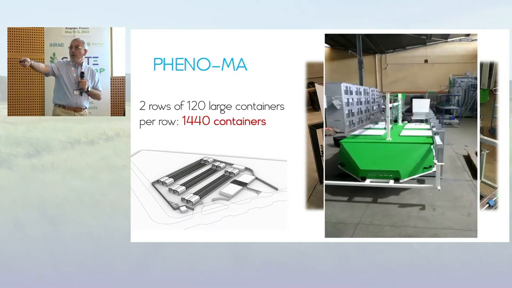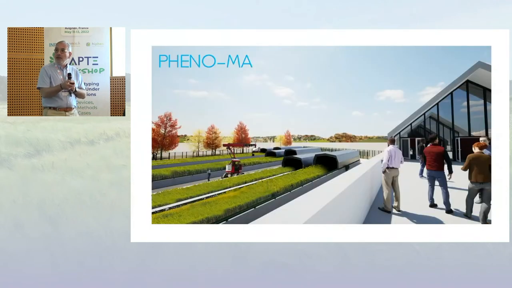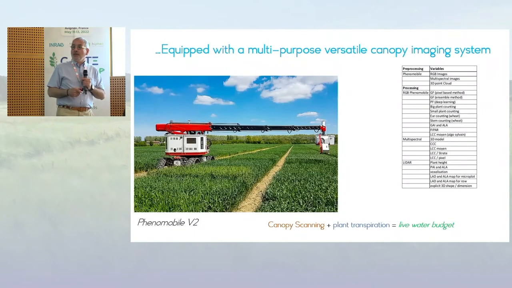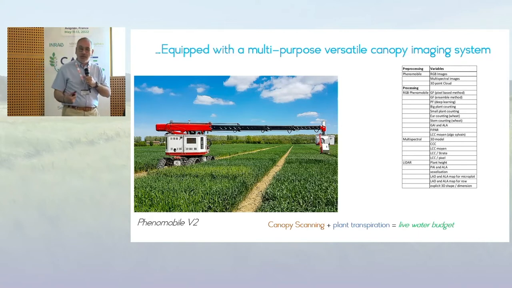Underneath, we have a weighing robot that could measure and calculate the transpiration, and put back the amount of water that is transpired, so we can also monitor the water use. This is what the Phenoma would look like. You should imagine the containers here. And you've seen that funny machine that we saw yesterday in many presentations. So yes, we invested in a phenomobile that would go on canopy scanning plants, so that while measuring plant transpiration, we could have an idea about what's going on at the canopy level, so we can have a live water budget.